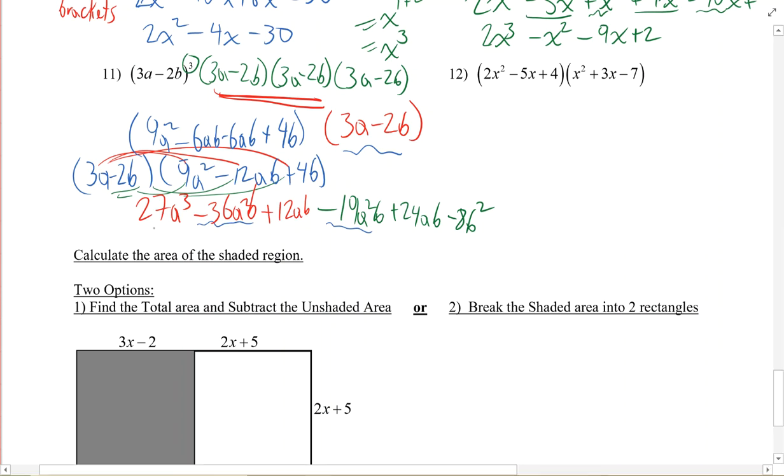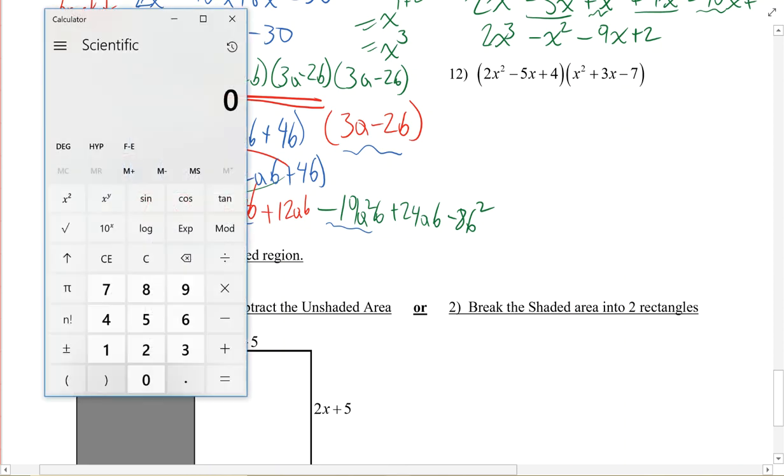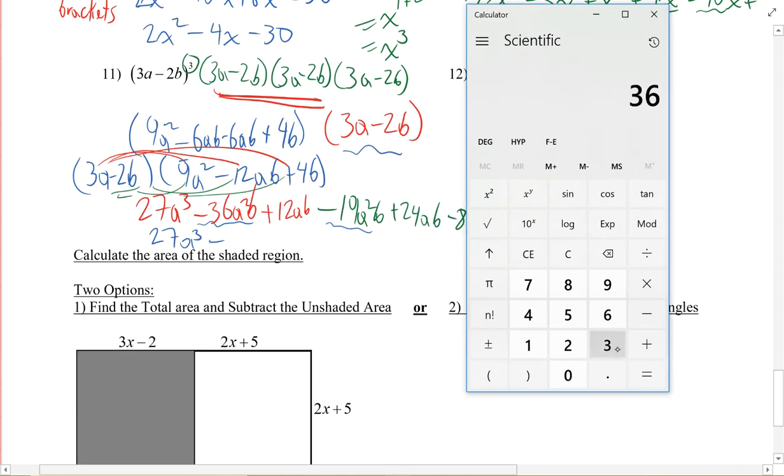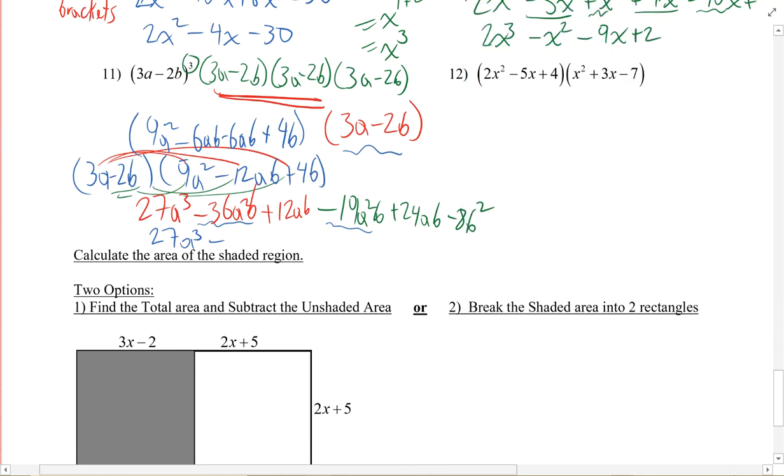I will then go 27a cubed minus 40. Sorry, it's late. 36 plus 19. Okay, so negative 55a squared b, and then 12 plus 36 ab minus 8b squared. There we go, final answer.